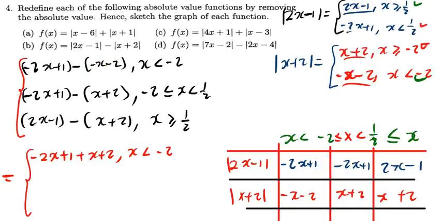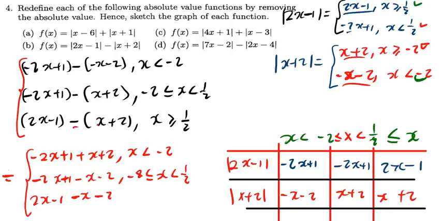Then here I also open the brackets. So it will be negative x minus 2. The condition is that negative 2 is less than or equal to x, less than half. Next, I'll also open the brackets. So here it will be minus this, minus 2. This and that negative, this and that negative. The condition is that x is greater than or equal to half.